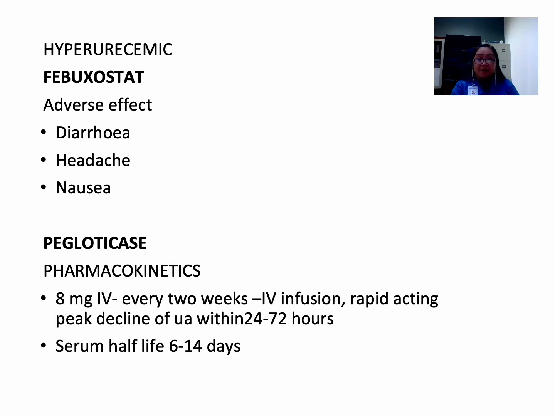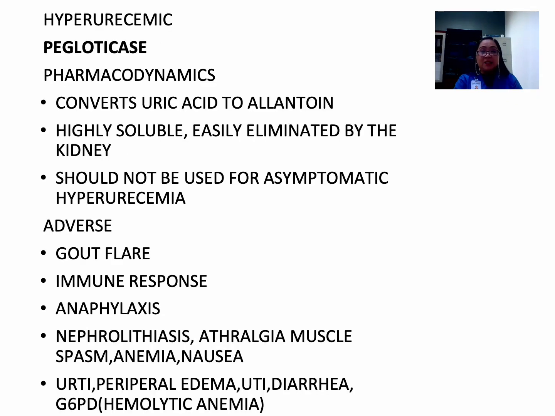The next medicine is pegloticase. Pharmacokinetics is 8 milligrams IV every 2 weeks by IV infusion. Rapid acting, peak decline within 24 to 72 hours, and serum half-life of 6 to 14 days. Pegloticase converts uric acid to allantoin. It is highly soluble, easily eliminated in the kidney. Should not be used for asymptomatic hyperuricemia.